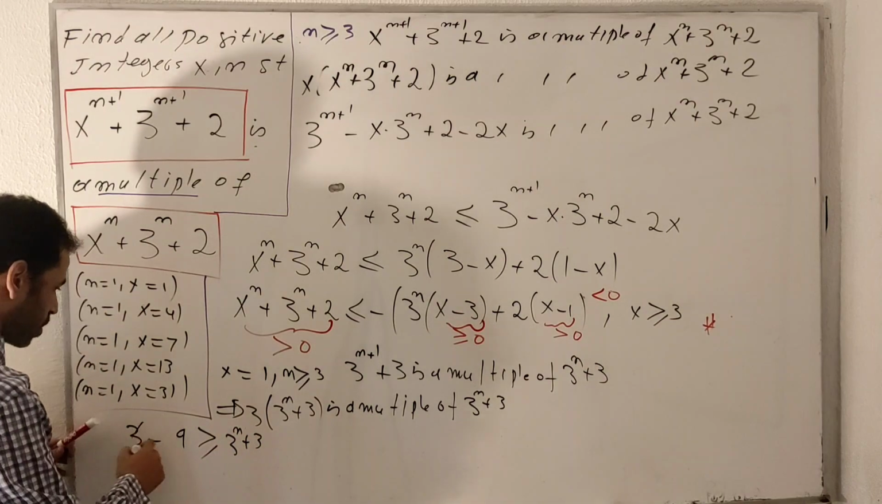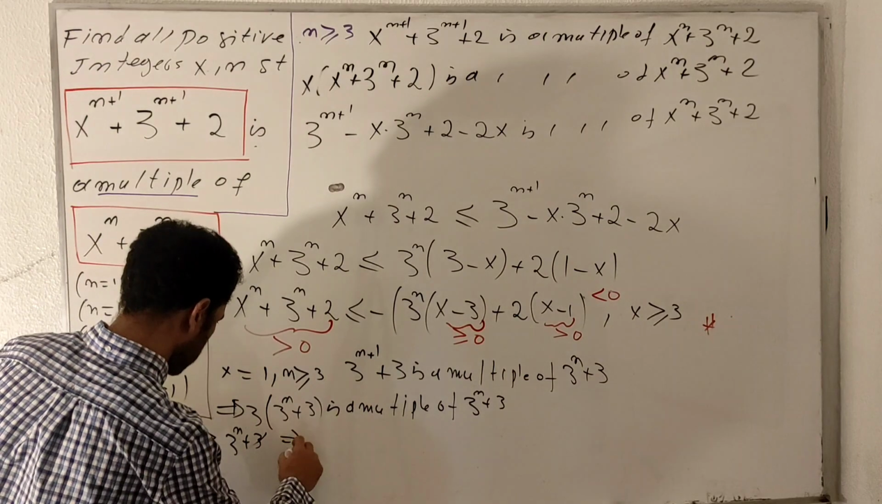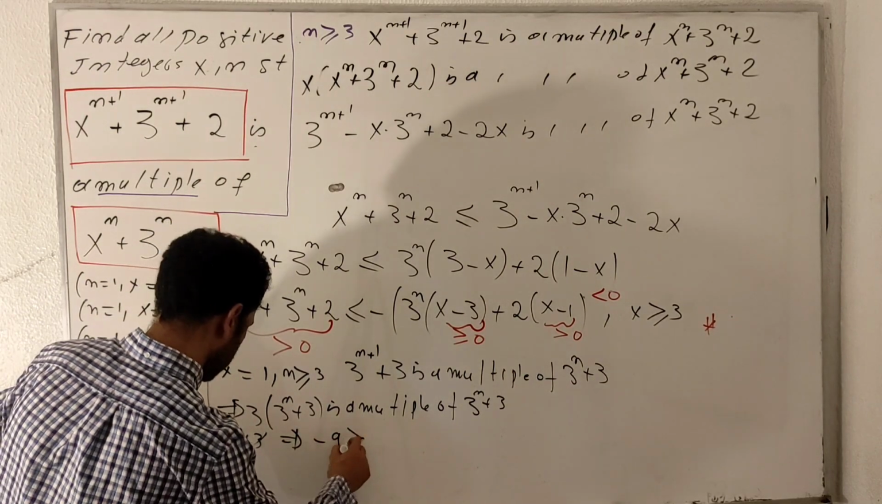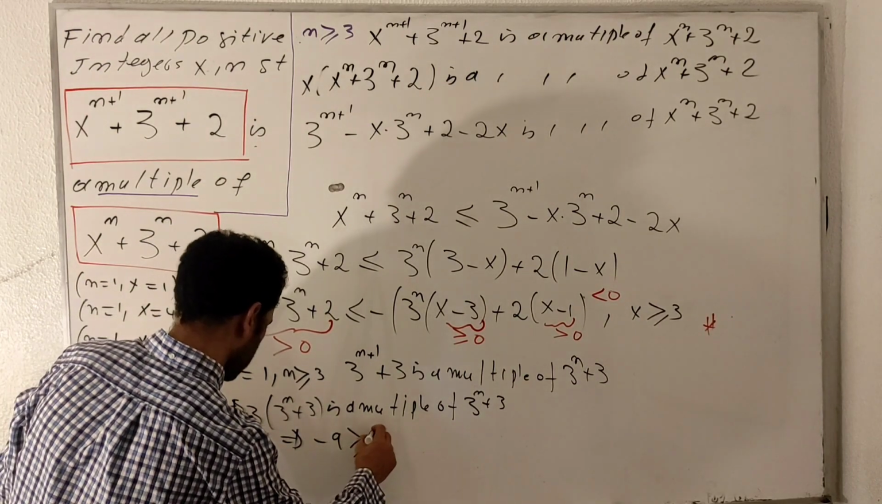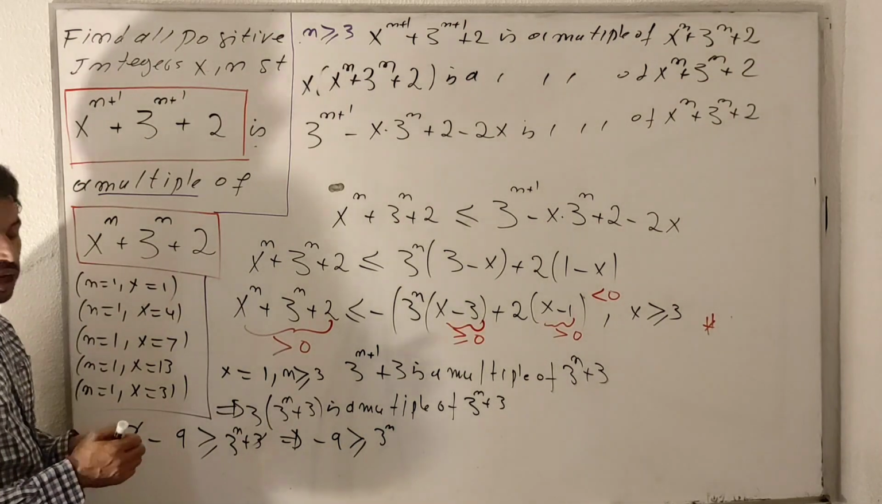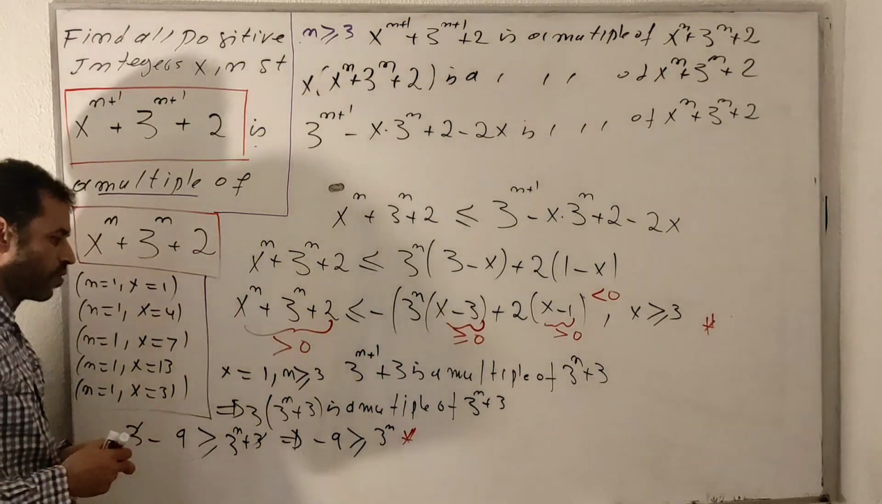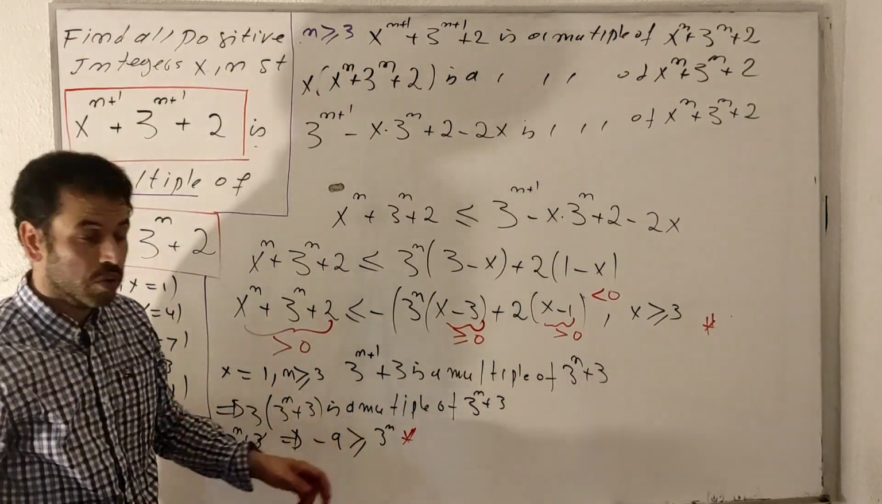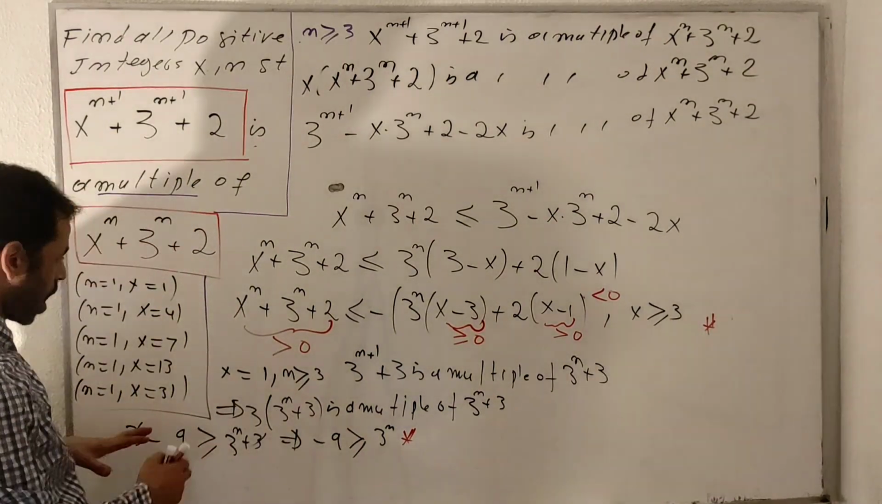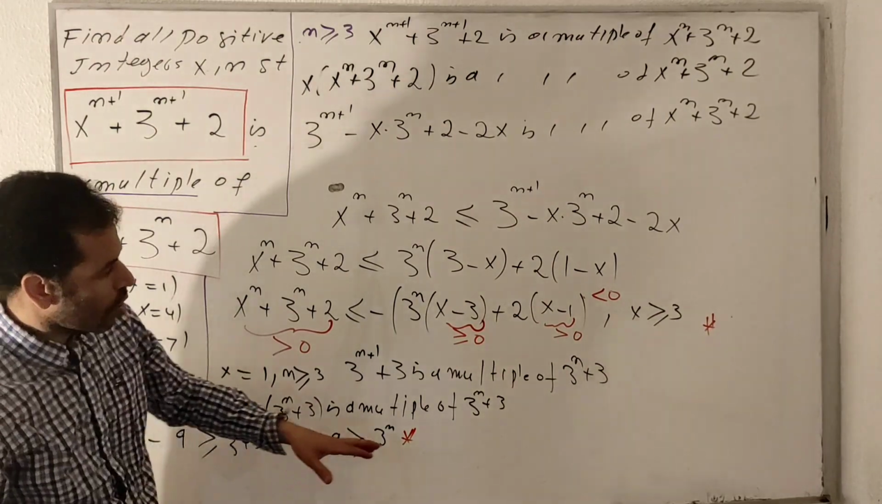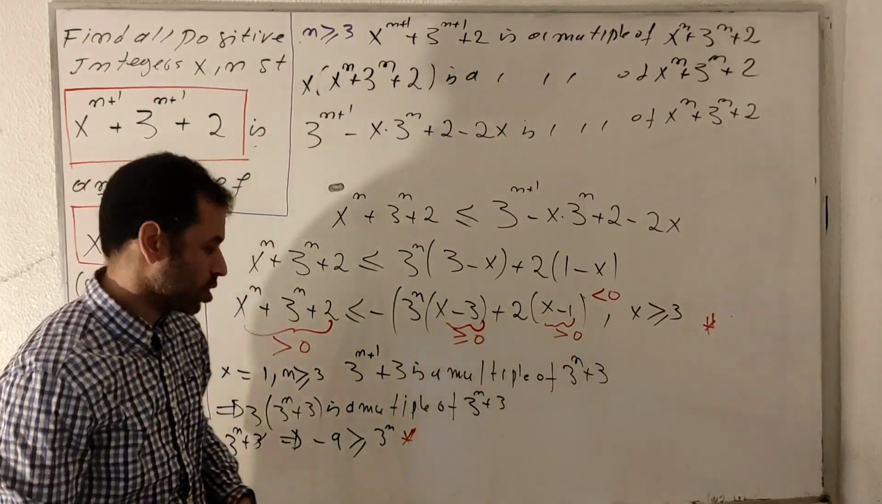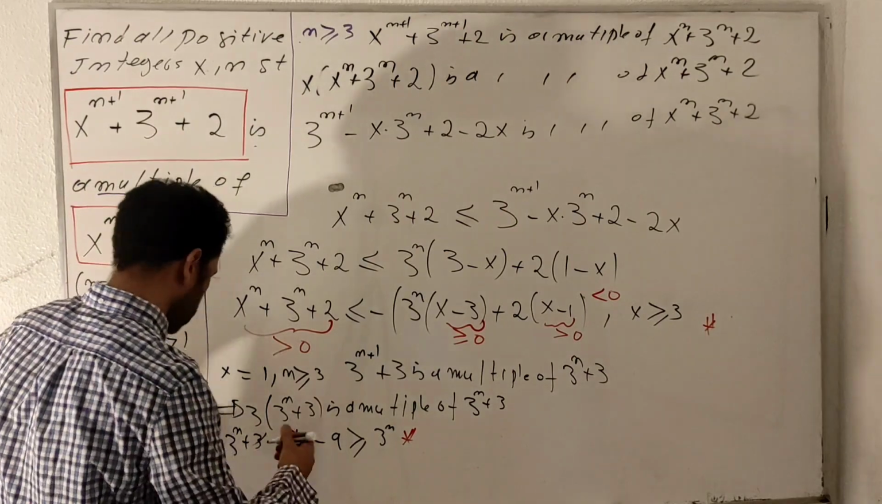I'm going to cancel out number 3 from both sides. It means minus 9 is superior equal to 3 to the n, which clearly is a contradiction. Totally a contradiction. Okay, never ever minus 9 is superior equal to 3 to the n. Okay, so which means x equals 1 is also ruled out of this possibility, which is not a solution. Okay, so I'm going to check this one quickly.